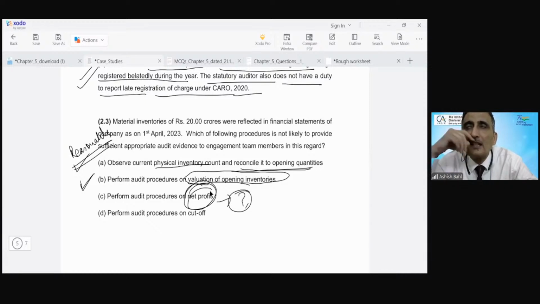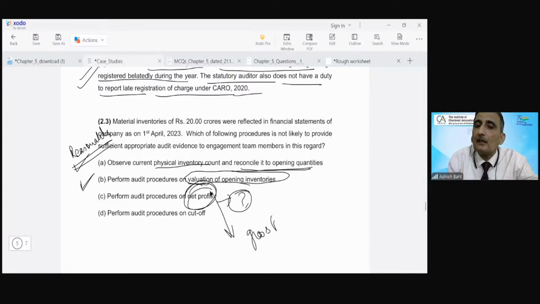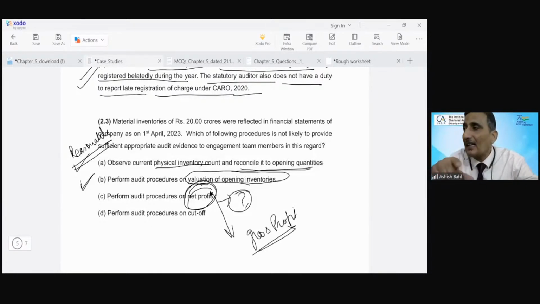Performing audit procedures on cutoff, on the cutoff date, means some procedures were performed to see that all the inventories which were required to be included were included. That seems to be a relevant procedure. So if in this question, instead of net profit, the words gross profit were used, then it could have been a relevant audit procedure, but not net profit. So all these procedures are written in your SA 510.